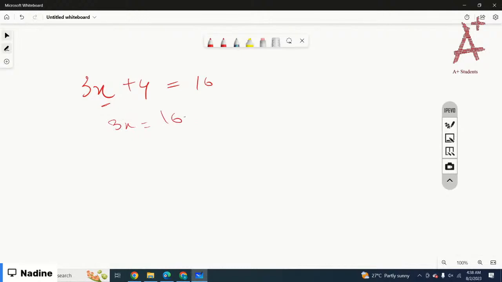3x equals 16 minus 4. 16 minus 4 is 12. Divide both sides of the equation by 3. So x equals 12 divided by 3. So x equals 4.